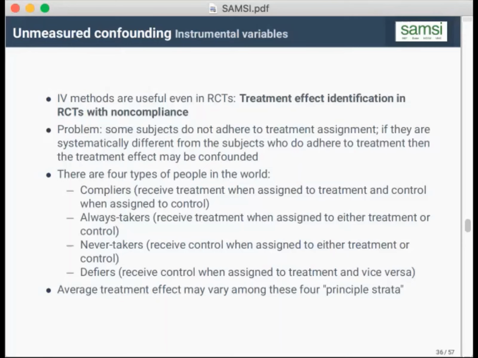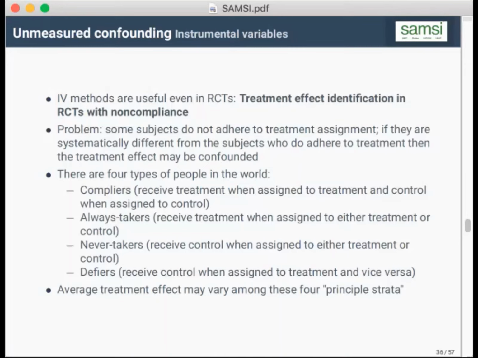So when Z is 1, T is 1. And similarly, when they're assigned to control, when Z is 0, they stick with control. They don't take the treatment. So when Z is 0, T is 0. Always takers take the treatment no matter what their instrument tells them to do. So for always takers, T is 1 regardless of what Z is. Never takers never take the treatment. So T is 0 regardless of what Z is.